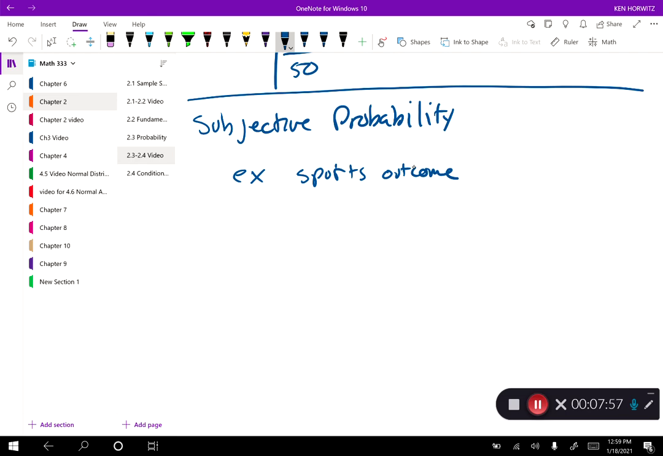Predicting that the Chiefs will win the Super Bowl again, or predicting the Giants will win the division, or something like that. That is subjective probability. Also, one more common that people don't realize is the weather. 60% chance of rain. Hey, it is what it is.